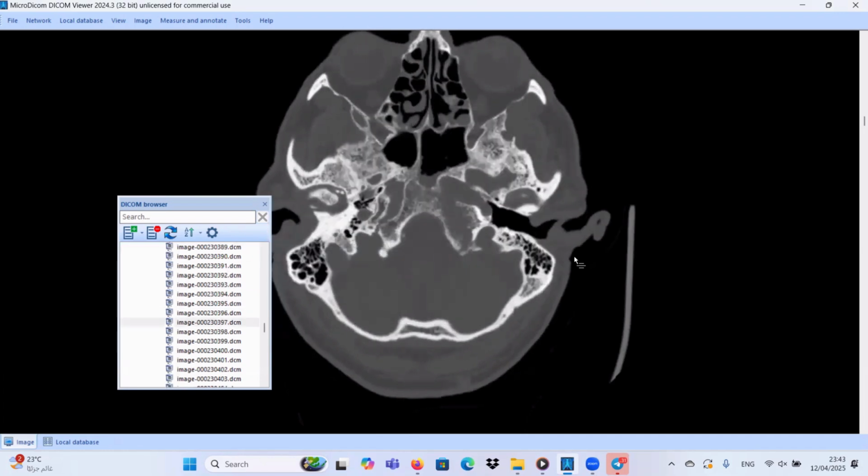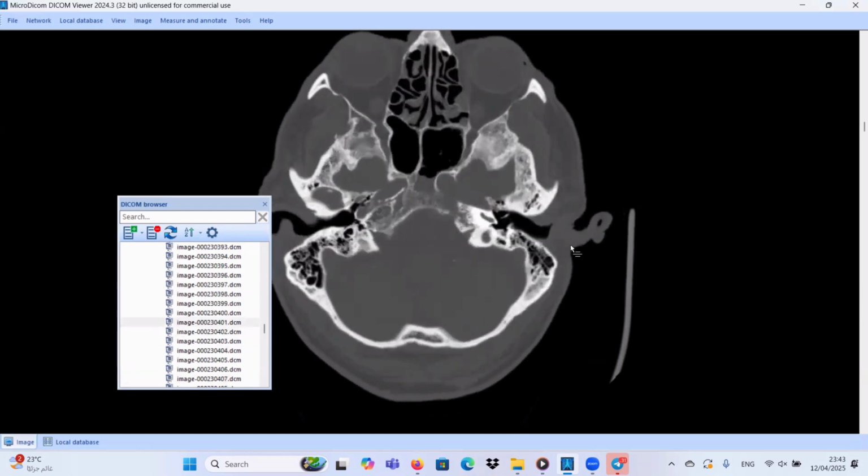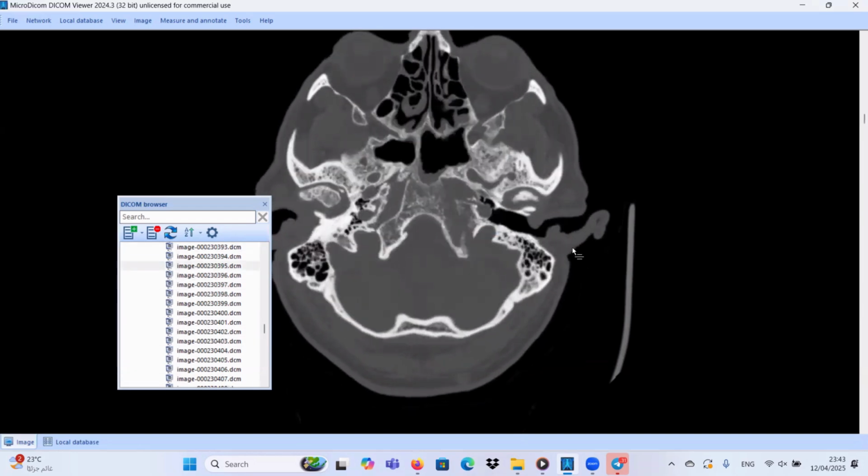You will find here, look for this one. This is the cortex of the clivus. Look for this cortex. It is much eroded. This area shows an aggressive osteolytic lesion involving part of the petrous apex and part of the clivus. This one is abnormal. It doesn't look like the contralateral side.